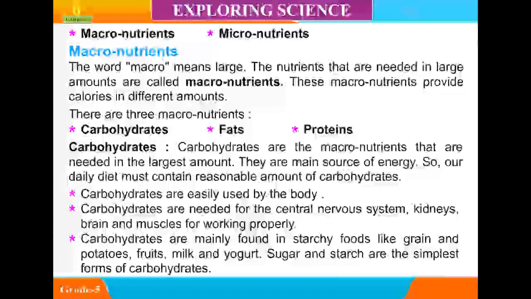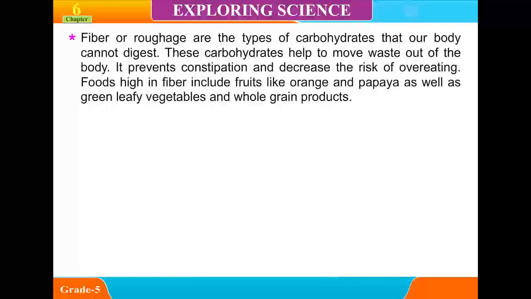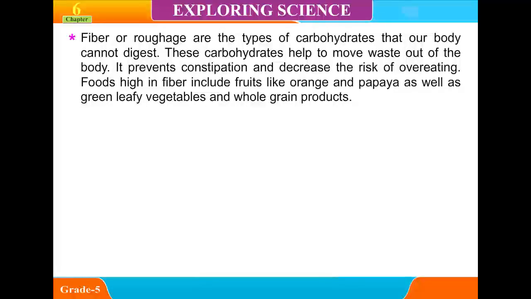Sugar and starch are the simplest forms of carbohydrates. Fiber or roughage are the types of carbohydrates that our body cannot digest. These carbohydrates help to move waste out of the body. They prevent constipation and decrease the risk of overeating. Foods high in fiber include fruits like orange and papaya, as well as green leafy vegetables and whole grain products.